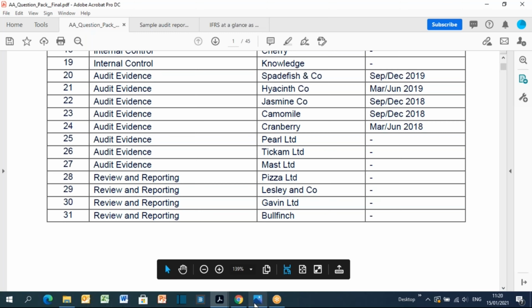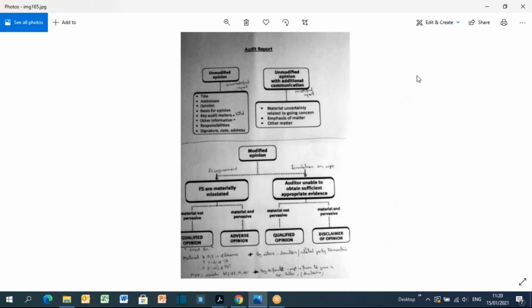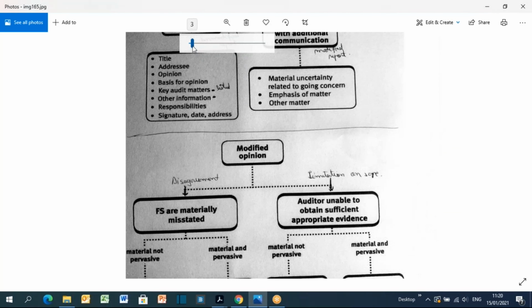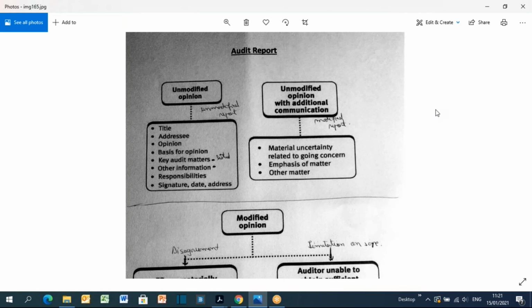First of all, before heading to the exam hall, you should have a clear layout in your head about the audit report and the opinions. So please, in the exam, if it asks a question about the audit report or the audit opinion, don't get these two mixed up, because they're two different things. A simple layout of an unmodified report is this one.